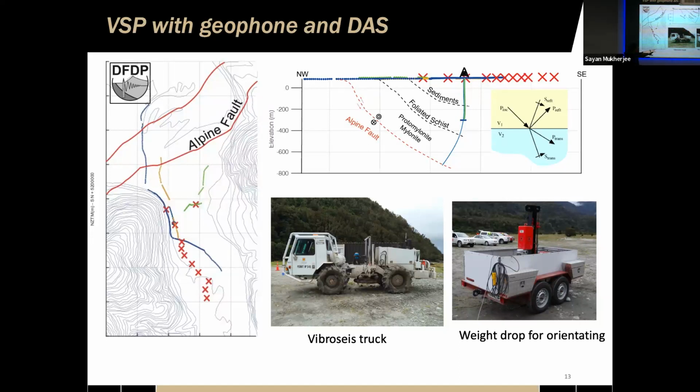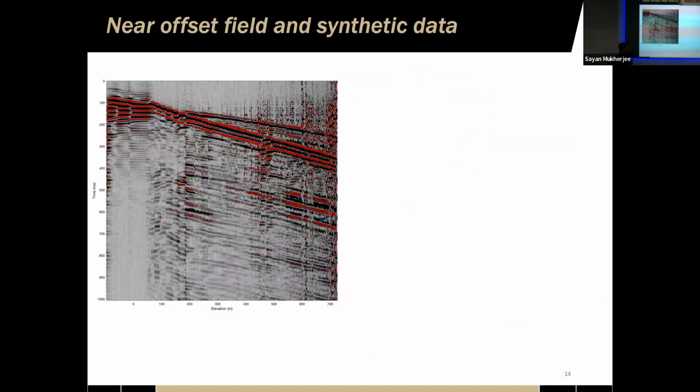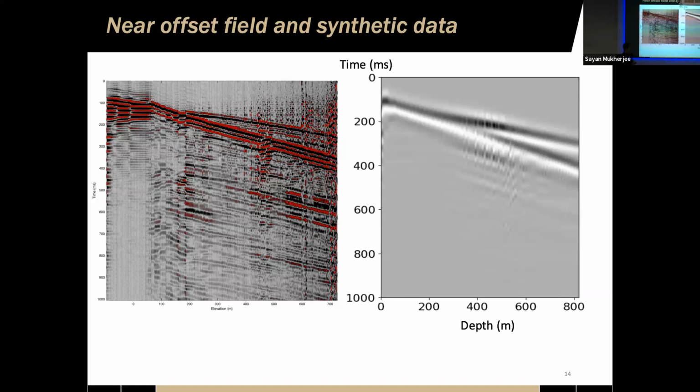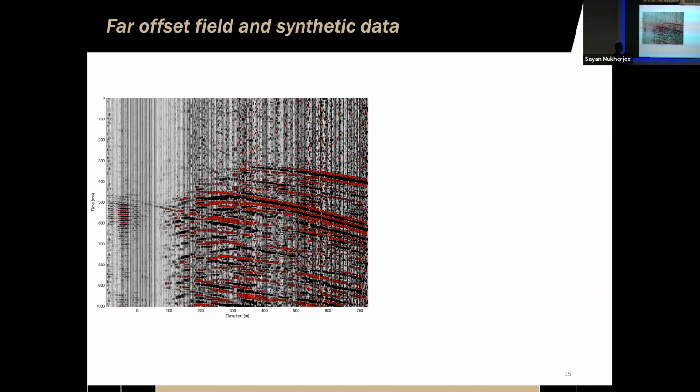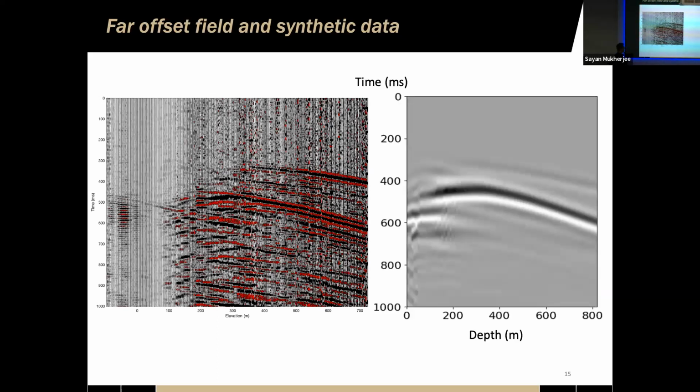So this is a photo of the core sample. This is a photo of the drill core for orienting. And here is an example image of the DAS data, and this is the synthetic data calculated using the rotated staggered grid. This is for the near offset one. And for the far offset one, this is from the DAS measurement. This is from the forward modeling.